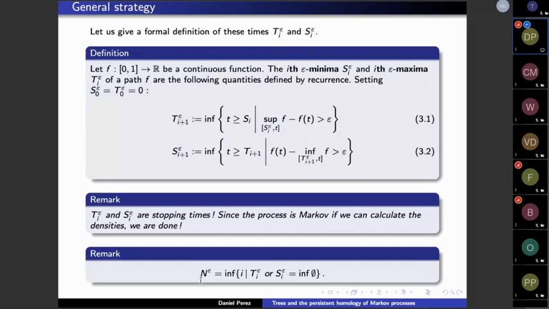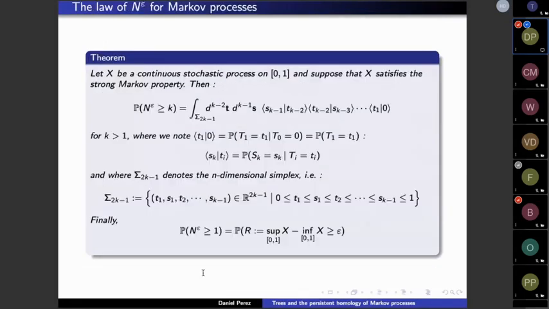So this is essentially what I try to convey by the following formula here, which is essentially saying that the number N^ε that we were looking at earlier is nothing other than the infimum of i such that T_i or S_i is equal to the infimum of the empty set, where what I mean by this is that the set inside the infimum here has to be empty. And so this can happen. So you look at the smallest i such that this happens, and based on this, you can find the number N^ε. All right, so this is the general strategy.